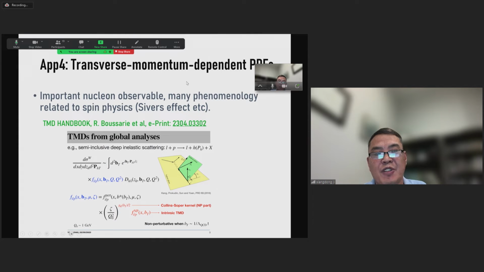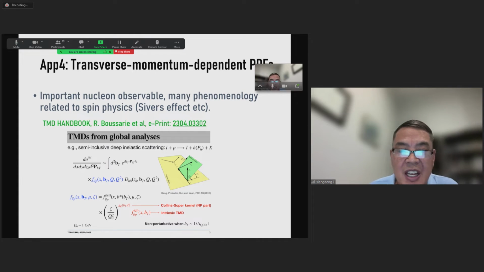The application 4 is the transverse momentum dependent PDFs, which is a straightforward generalization of the Feynman PDF, except now you're also looking at the transverse momentum. There are experimental processes. By the way, there's a very big book, the TMD handbook. Many people contributed, working for quite a few years, and it summarizes the state of the field. The important thing is that this quantity is measurable, for example, in semi-inclusive deep inelastic scattering. This distribution appears as non-perturbative quantities in the cross sections, which you can try to extract if the experimental data are available.